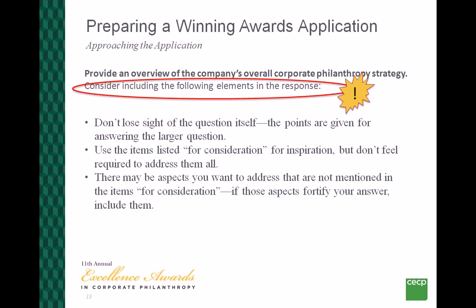You might also find that the items we've listed for your consideration don't cover some parts of your story that you think are quite important. In that case, we encourage you to go ahead and include anything that you think fortifies your answer. Even if that stretches beyond what we've suggested as being relevant, feel free to include those details.